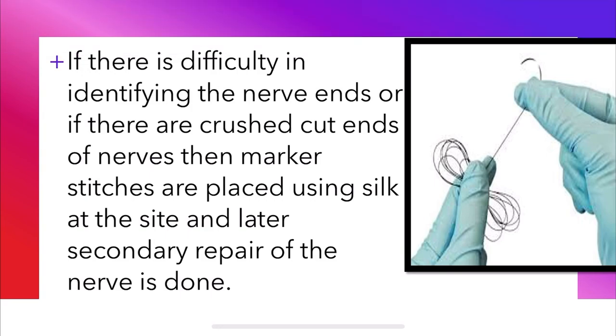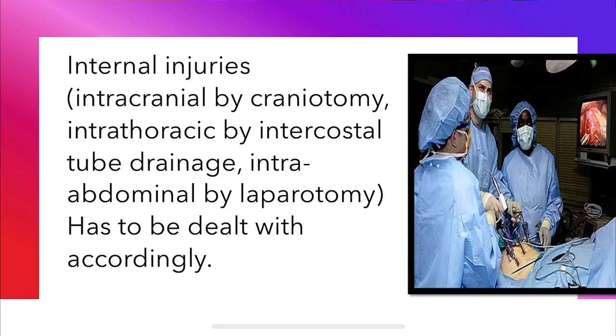If there is a difficulty in identifying the nerve ends, or if there are crushed cut ends of the nerves, then marker stitches are first placed using silk at the site, and later you have to do the secondary repair of the nerve. First place the silk marker stitches, and then later the secondary repair. Internal injuries: intracranial by craniotomy, intrathoracic by intercostal tube drainage, intra-abdominal by laparotomy has to be dealt with accordingly.